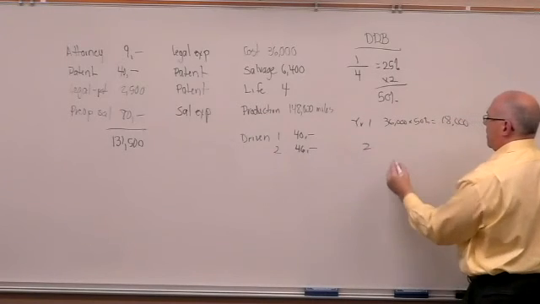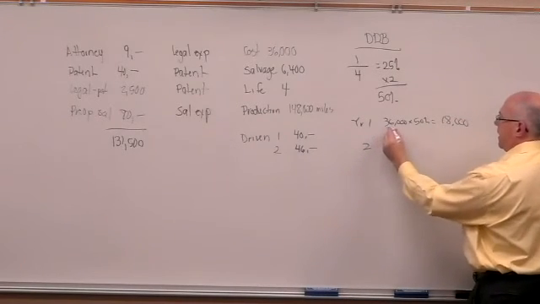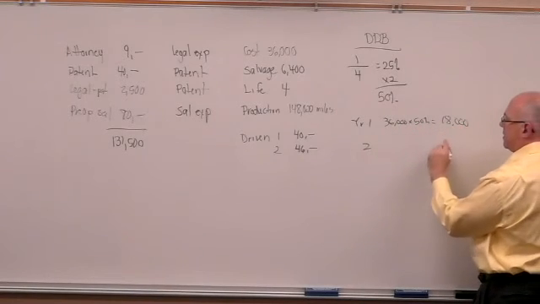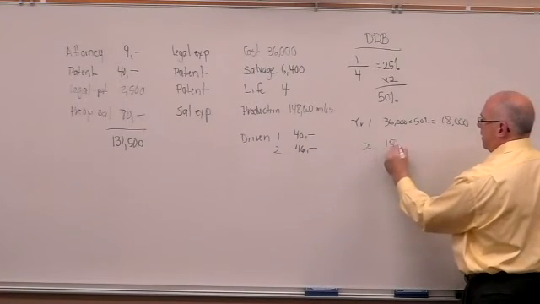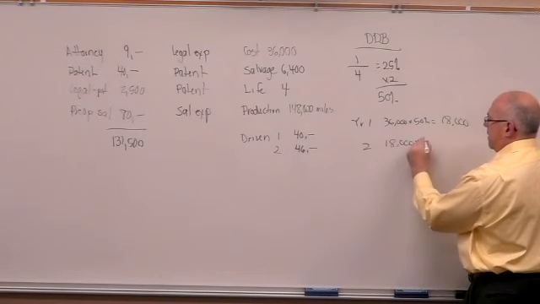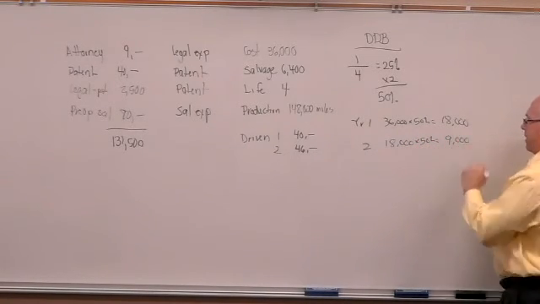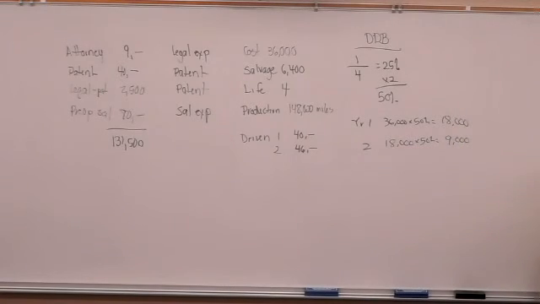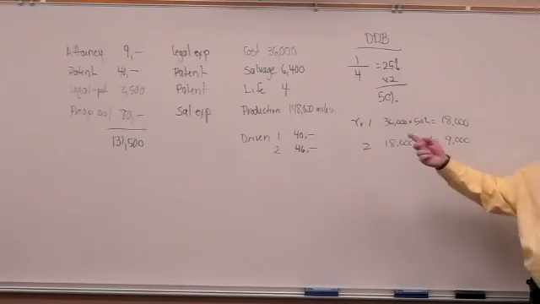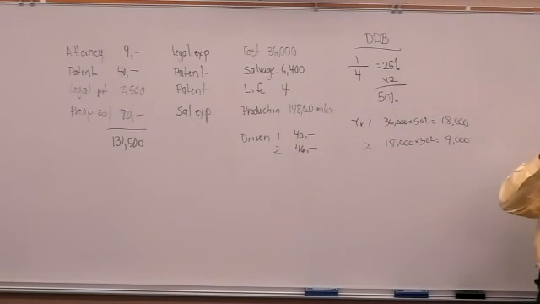In year 2, it's 36,000 minus the depreciation taken of 18,000, which is 18,000. 18,000 times 50% equals 9,000. What would it be in year 3? Total depreciation taken is 27,000. So 36 minus 27 is 9. 9 times 50% is 4,500.